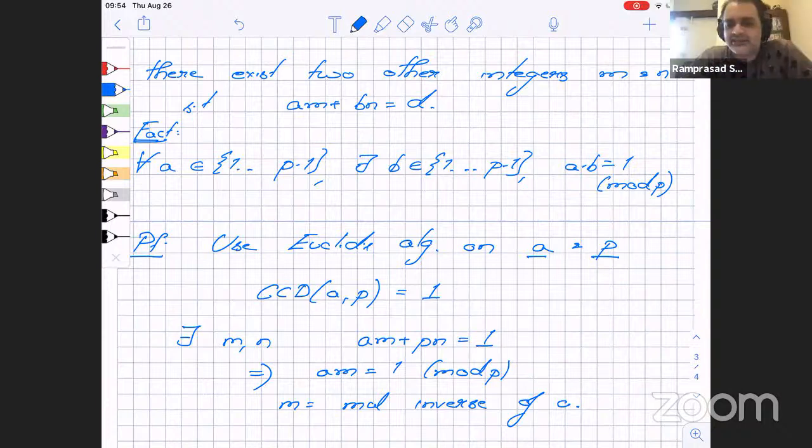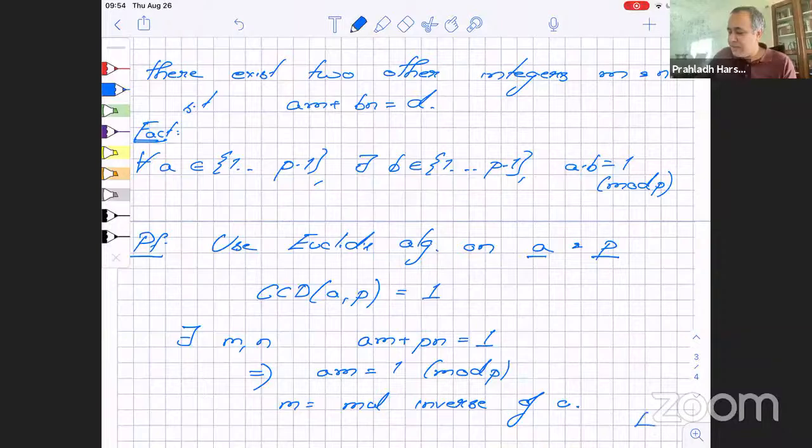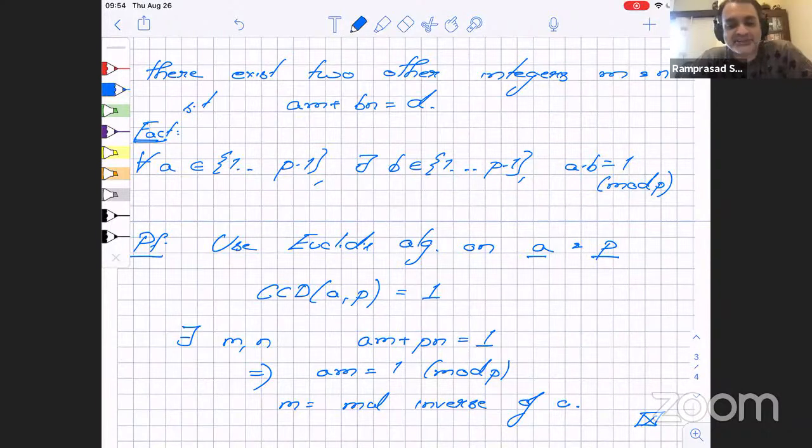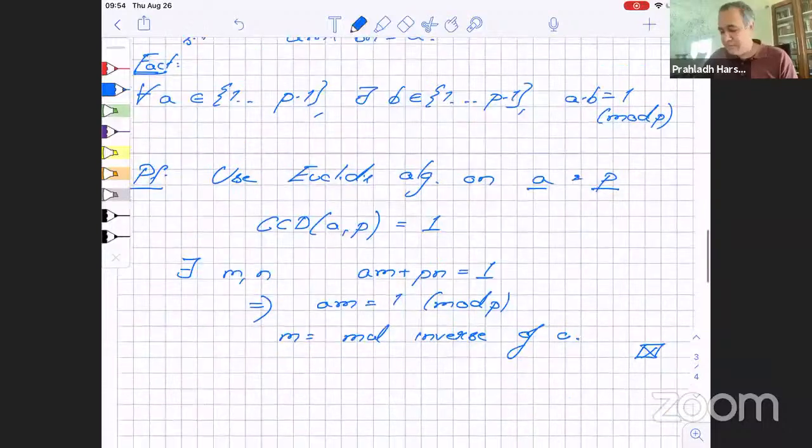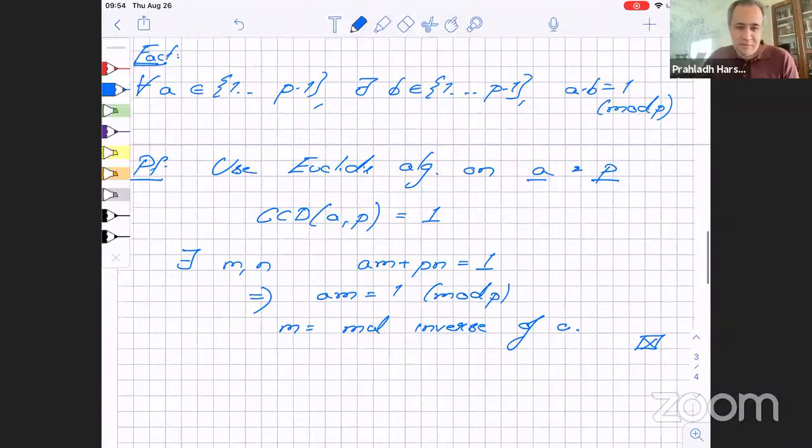There's a reason I did this proof: I'm going to use this proof again once more. There's a simpler proof of this fact, but I'm going to use this one.